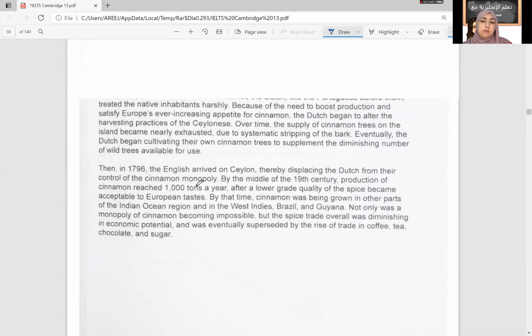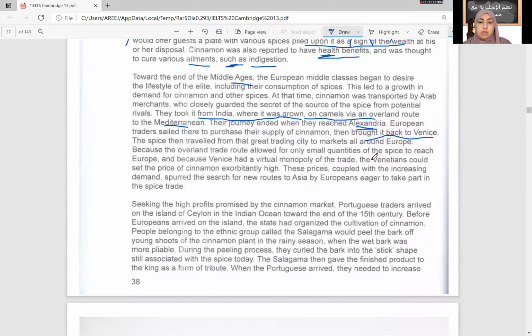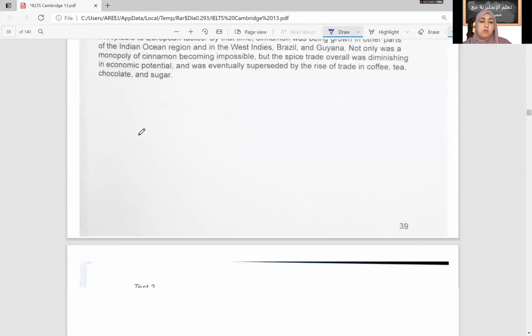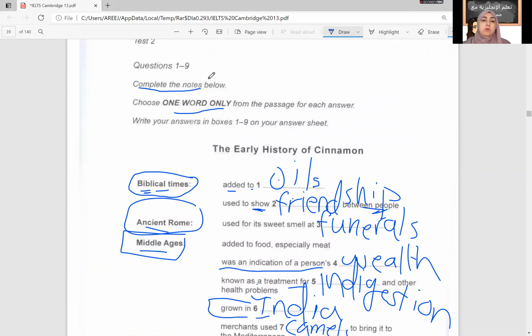So I just go back a little bit. And here, as you can see, they say purchase the supply of cinnamon, then brought it back to Venice. Here again, this is the information that is related to it. So this is the name of a place that they took it back to. And this is how we solve this type of question, which is about note completion. I hope you got the benefit from it.